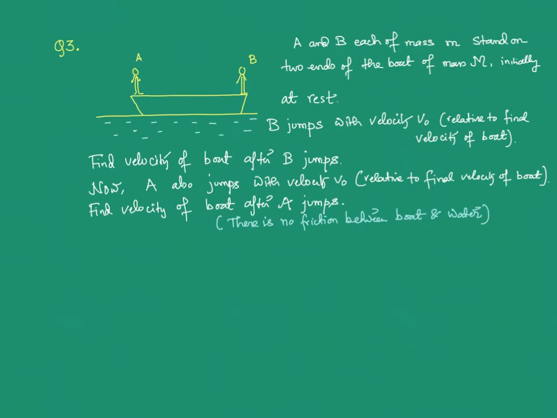See, here it is given A and B, each of mass m, stand on two ends of a boat of mass capital M at rest. All were at rest before. So B jumps with a velocity v naught. B will jump on water, right? Not on the boat. So B is clever enough to jump to the right. Find the velocity of the boat after B jumps. So while B jumps, A is already there, and given B jumps with velocity v naught relative to the final velocity of the boat. So this is the situation we are dealing with.